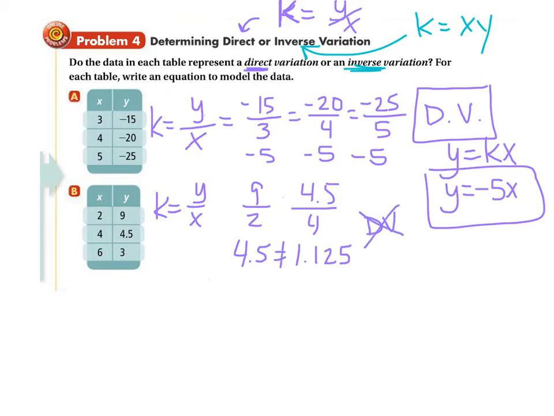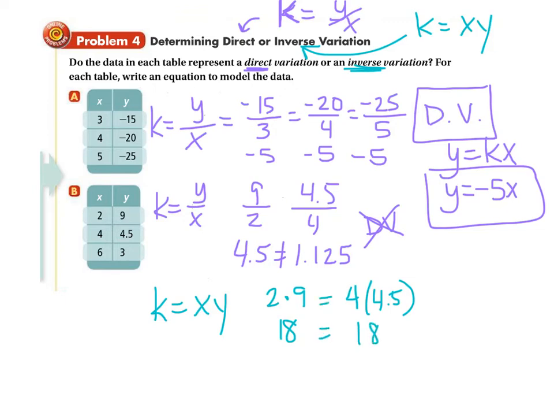Well, is it an inverse variation? Well, let's find out. Does k equal x times y? Well, the first one is 2 times 9. That's 18. Okay. Does that equal 4 times 4.5? 4 fours is 16. Half of 4 is 2, so that's 18. Hey, check it out. So far, we're good. Let's try the last one. 6 times 3. Yep, that's 18 as well. It is indeed an inverse variation.